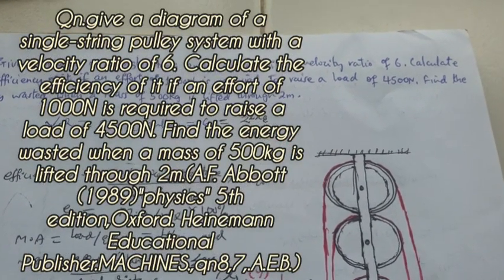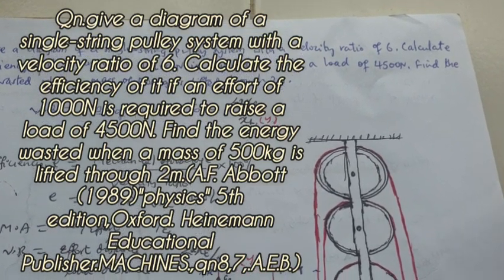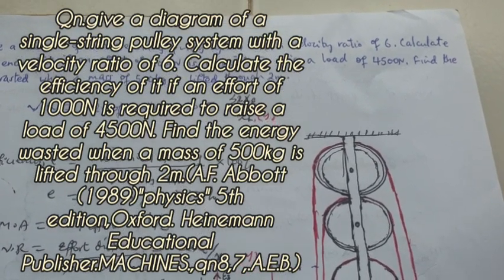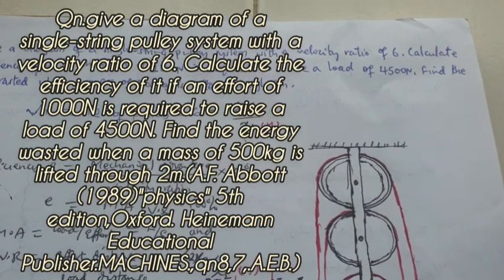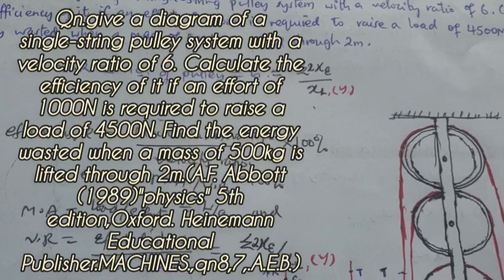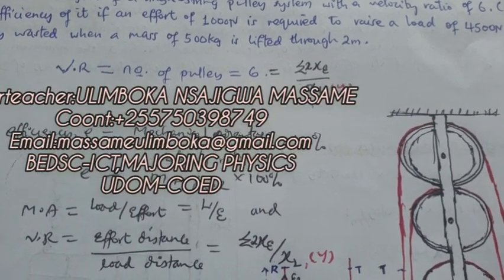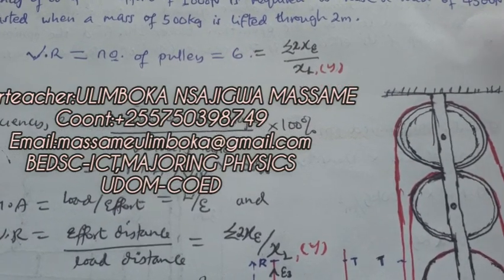Let us have a look at the question below. You are asked to draw the diagram of a single pulley system with a velocity ratio of 6. Velocity ratio, we know, is equal to the number of pulleys, which is equal to 6. How can we justify this relationship?